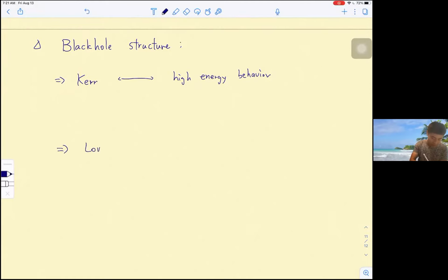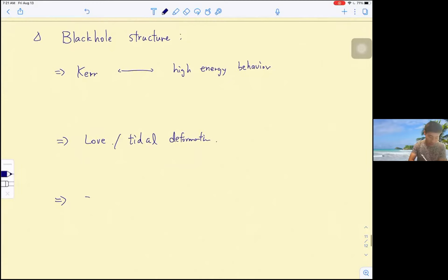Another useful thing is the so-called Love numbers, or the tidal deformation of black holes. People very recently came up with a symmetry argument, and it would be great if we can get some insight from the Amplitudes approach as well. The last thing is that there has been tremendous progress in gravitational EFT using constraints from positivity and causality.